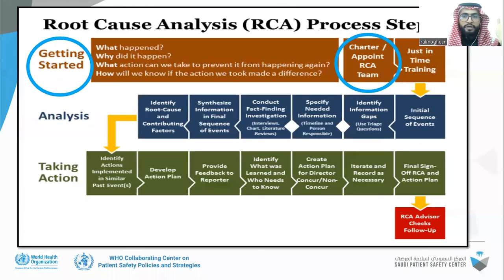Then we'll have to gather all the initial information that we need to draft our initial sequence of events. After that, the first meeting happens. They will discuss the initial timeline, the sequence of events, the process itself. They will draft it on the initial flow diagram. They will identify the information gaps that they need. Every step should be described clearly as stated, not as the opinion of the team member.